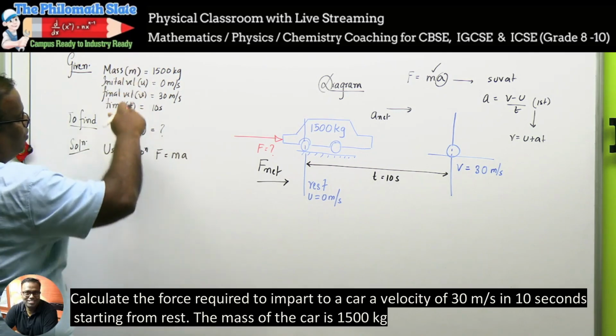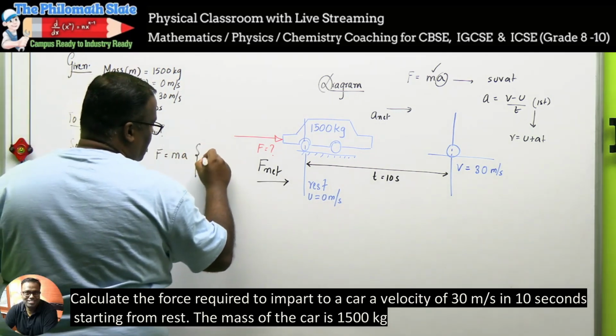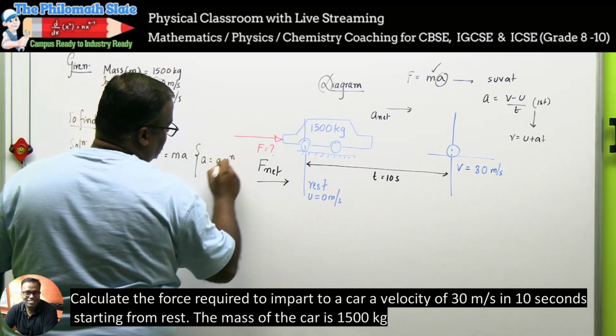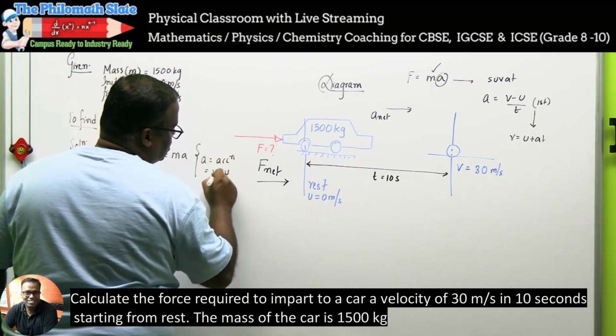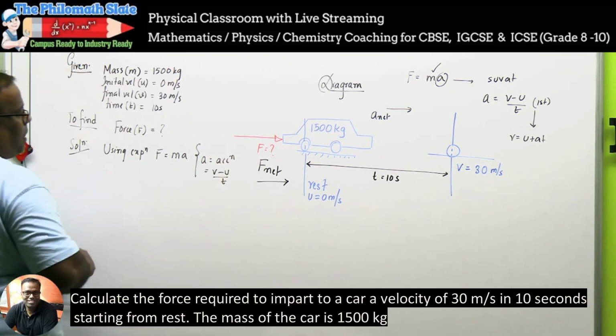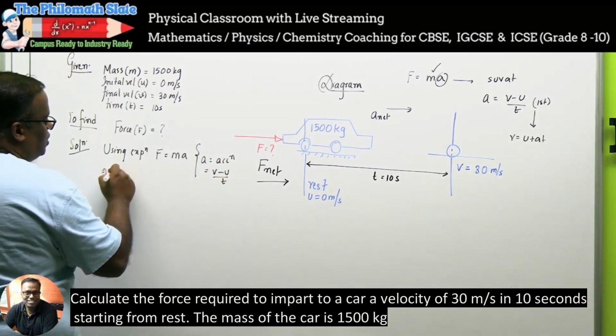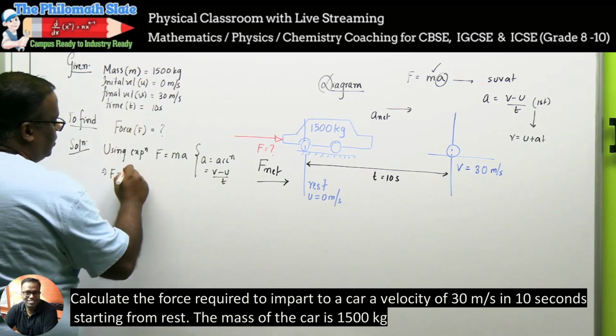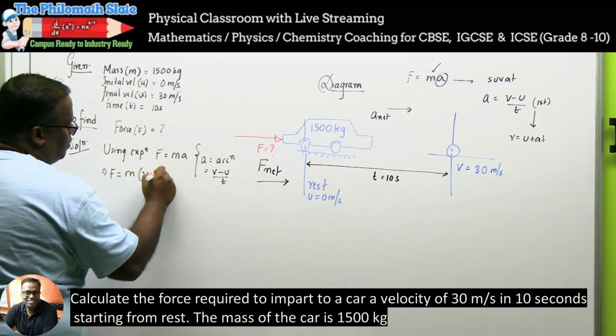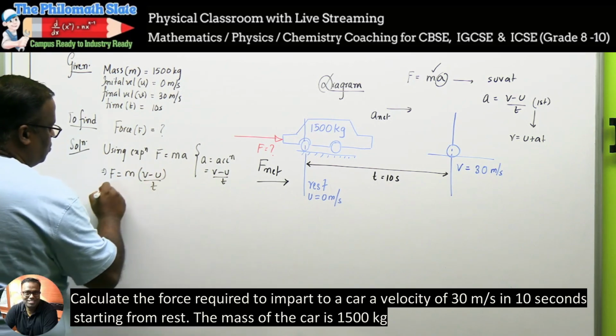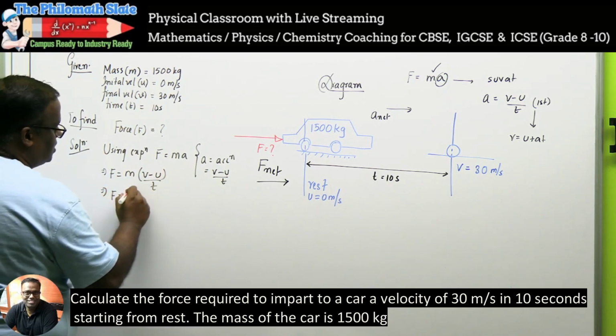Now see, a you have not defined out here. Where you write a is equal to acceleration, which is also equal to v minus u upon t. Okay, now you can use it. So F is equal to, what is the mass? Then further you make it m into v minus u by t. So you write F is equal to, what is the mass?